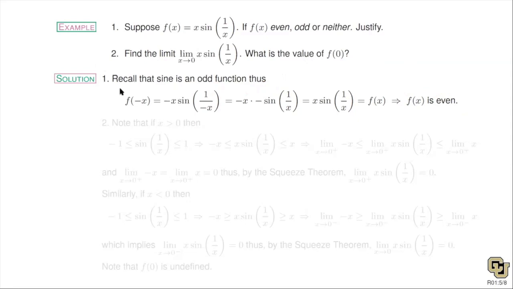So here the function is even, and that's great. For the limit, we could use the even property, but I want to make one main comment first. I want you to notice this is different. This is not our special limit. It's not the limit of sine of x over x as x goes to 0.